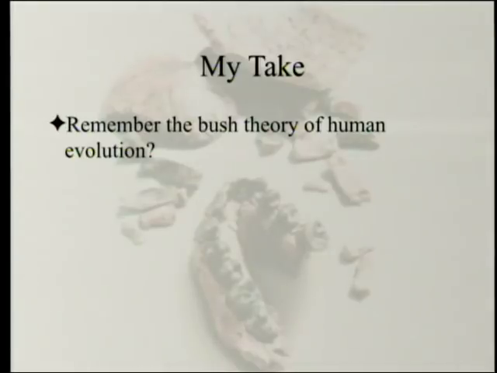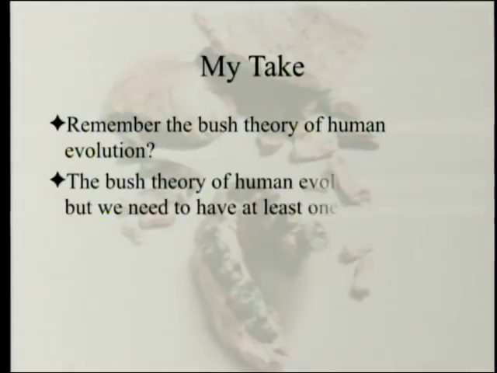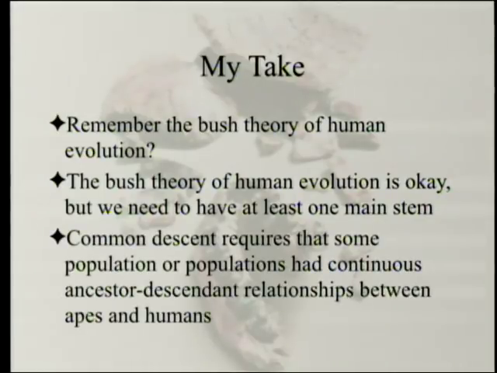Remember the Bush theory of human evolution? I think we may be done with this after this week. We will see. The Bush theory of human evolution is okay, but you need to have at least one main stem. Common descent requires that some population or populations had continuous ancestor-descendant relationships between apes and humans. That's what common descent means. We have apes going to humans in the traditional picture, and of course apes staying around because they're still here, or maybe they've evolved a little bit in another direction.